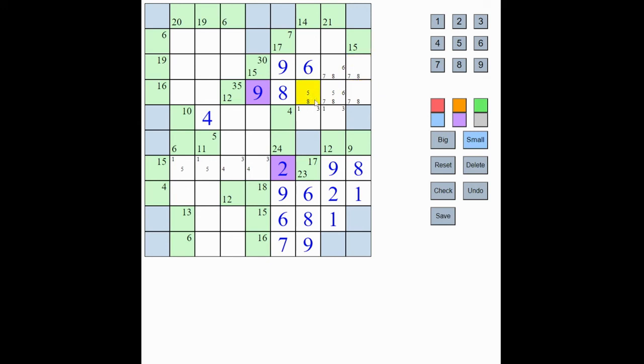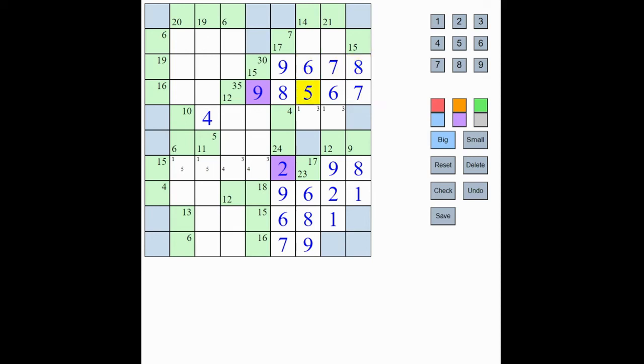This can't be a 6, and we know there must be a 6 somewhere, so therefore this is the only option for the 6 now. So we'll place the 6 there. This is therefore a 5, and this is the 7. This is an 8. That's a 7.